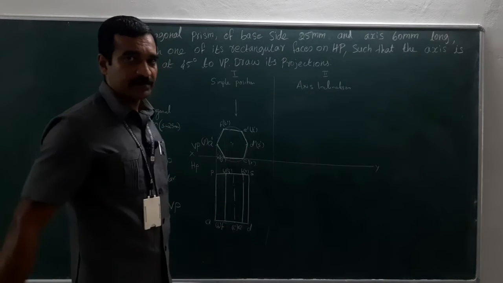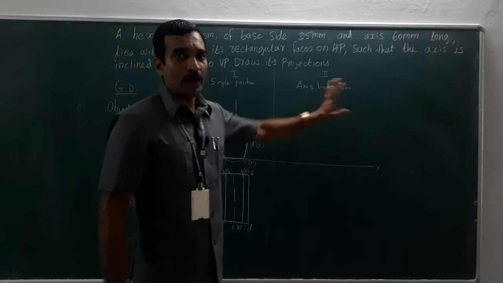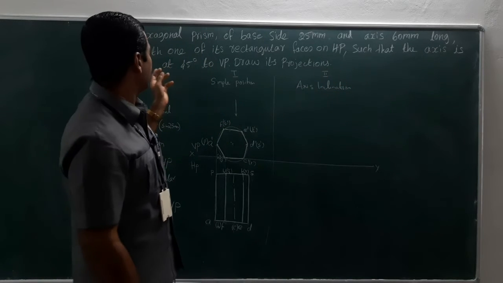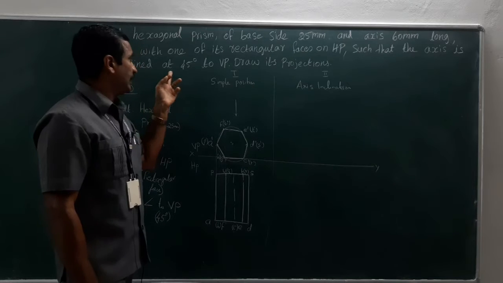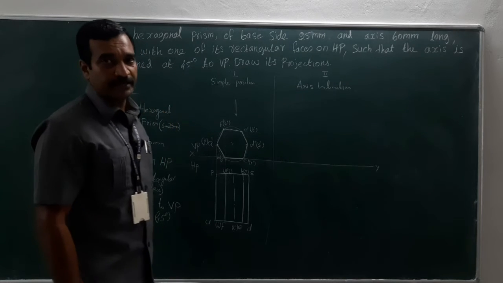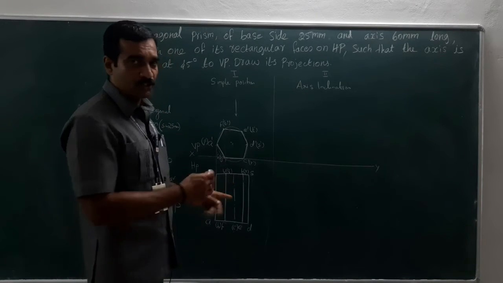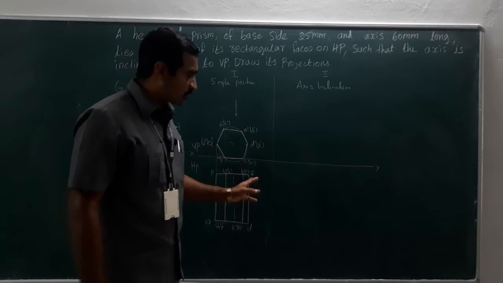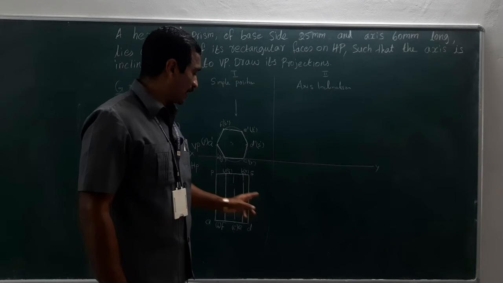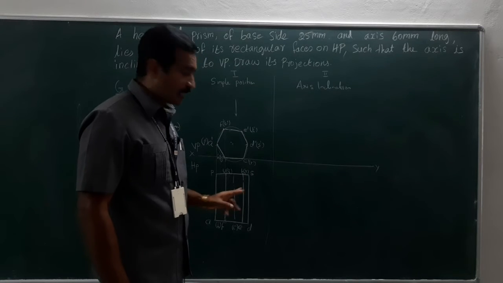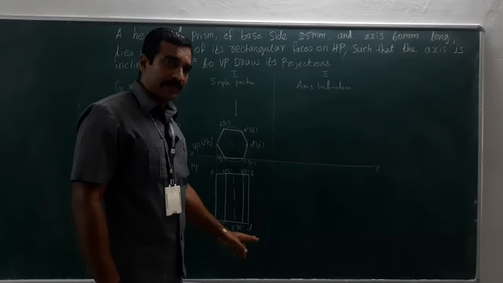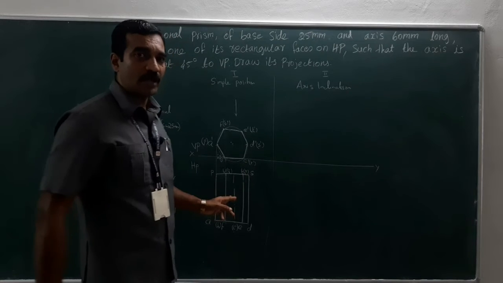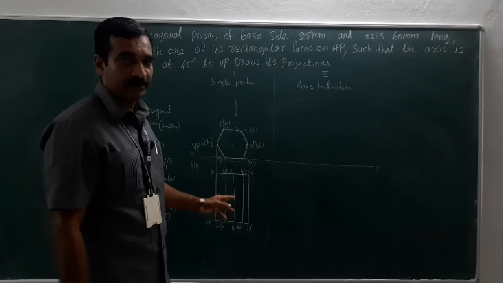What about the next stage? The next stage pertains to axis inclination. Look here, the axis is inclined to VP at 45 degrees. This axis needs to be tilted at 45 degrees, right? The longer edge SD is parallel to the axis. By tilting the longer edge SD, automatically the axis will also get inclined, right?